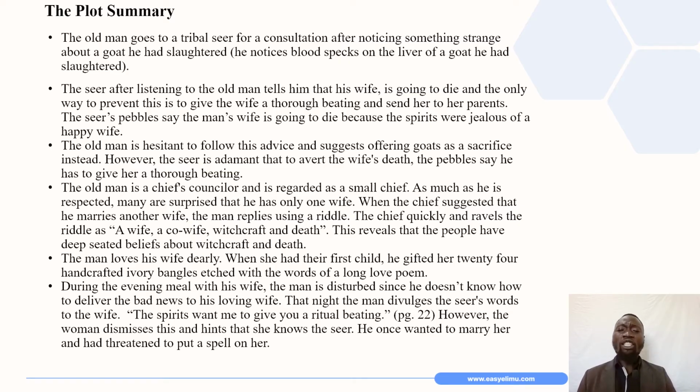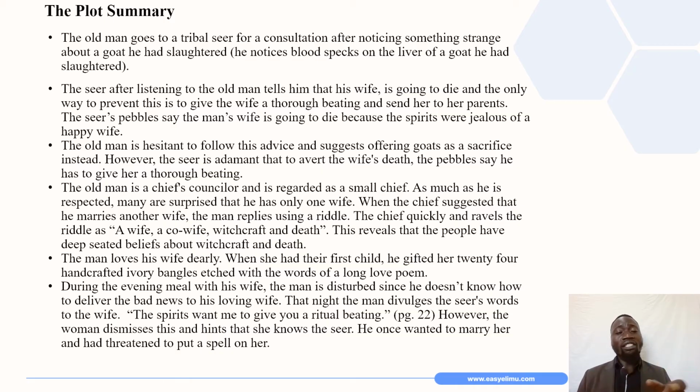The only way to prevent this is to give the wife a thorough beating and send her to her parents. The seer's people say the man's wife is going to die because the spirits were jealous of a happy wife. The old man is hesitant to follow this advice and suggests offering goats as a sacrifice instead. However, the seer is adamant to avert the wife's death, so the people say he has to give her a thorough beating.